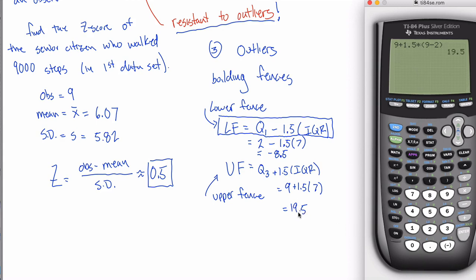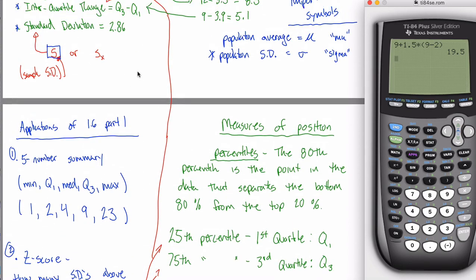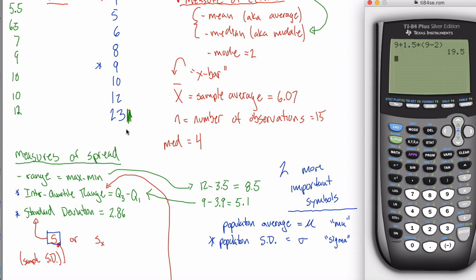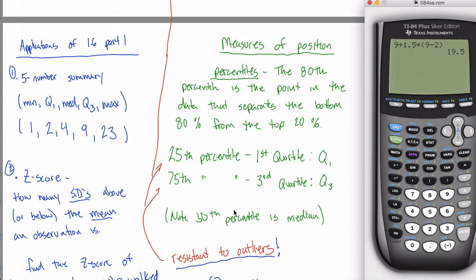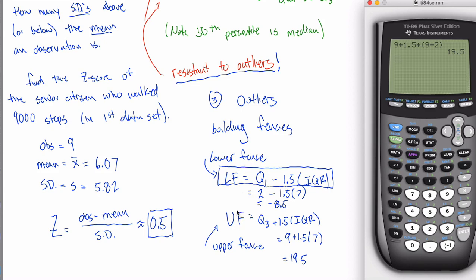What that's saying is any observation that's bigger than 19.5, we would call an outlier, or technically a possible outlier. So this 23 really was an outlier. 235 would certainly be an outlier. But if this were 18, we would not call it an outlier. That is how you build fences to determine outliers, and it's the third of the 3 applications of the stuff that we've learned in 1.6 part 1. And so it ends 1.6 part 1.